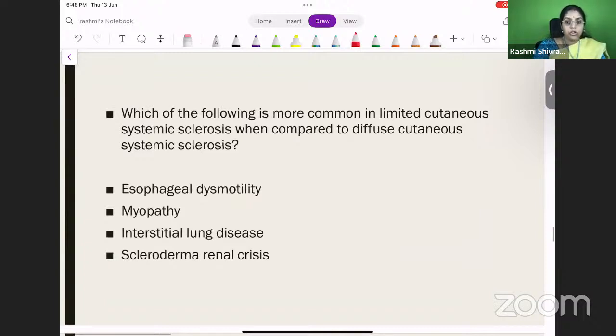Which of the following is more common in limited cutaneous systemic sclerosis when compared to diffuse cutaneous systemic sclerosis? Is it esophageal dysmotility? Is it myopathy? Is it interstitial lung disease? Or is it scleroderma renal crisis?